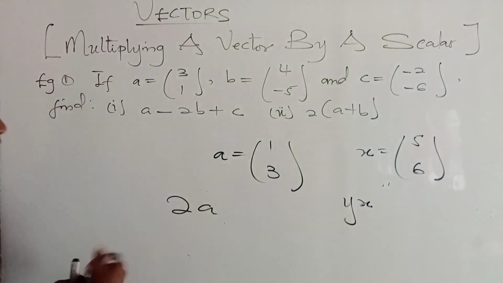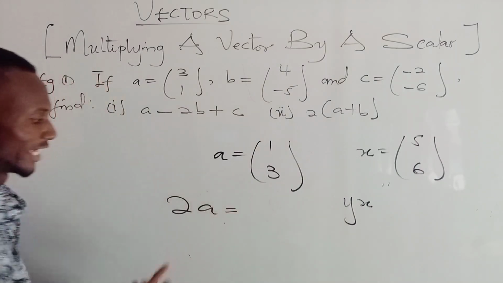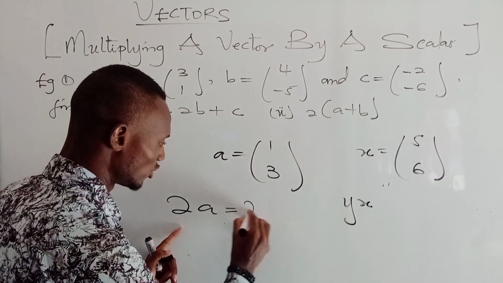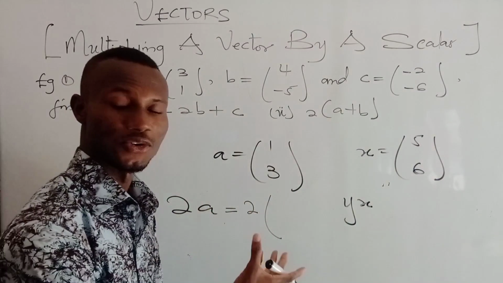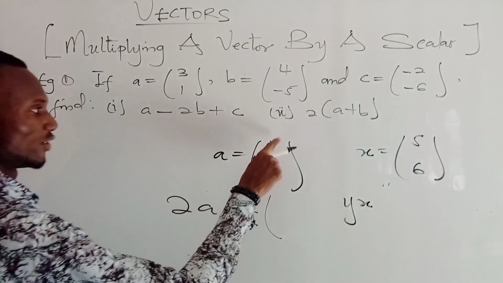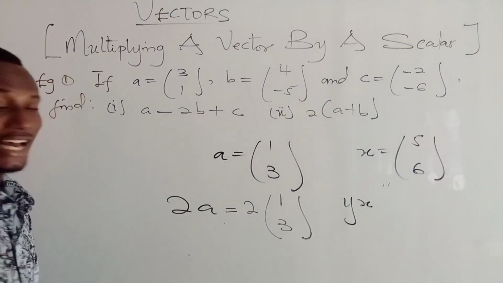Assuming I want to simplify the 2a that I have on the board. I'll write the scalar, which is the 2. I'll write my 2 multiplying the vector a. So you input the value of the vector a in there. The vector a is given to be 1, 3. So I write my 1, 3. That's how you go about it.